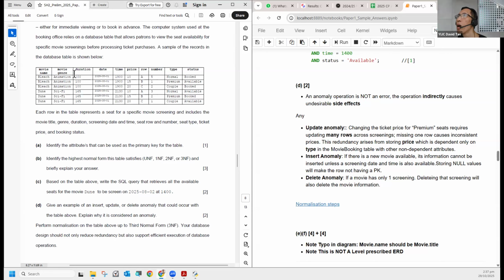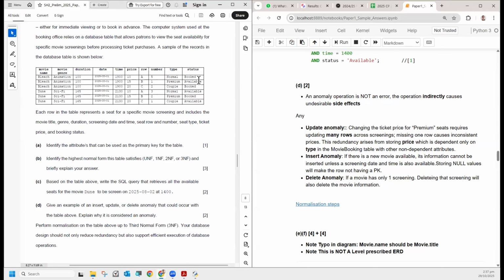Where? I only see movie names, movie. No, not genre. I'm saying like below the data. The data itself. No. When you say attributes, we are talking about the field names. We are not talking about the data. So there are no repeated attributes here.